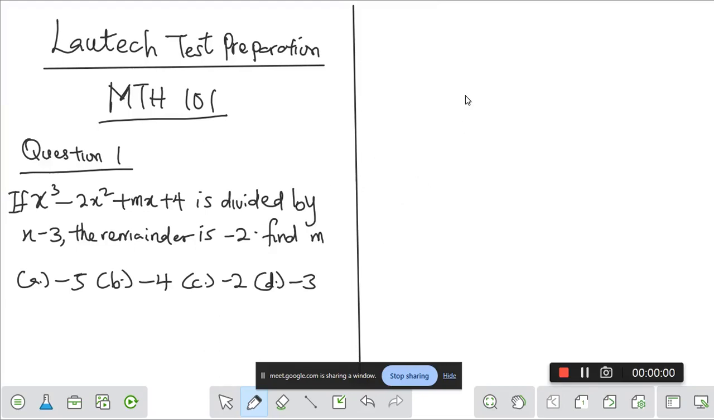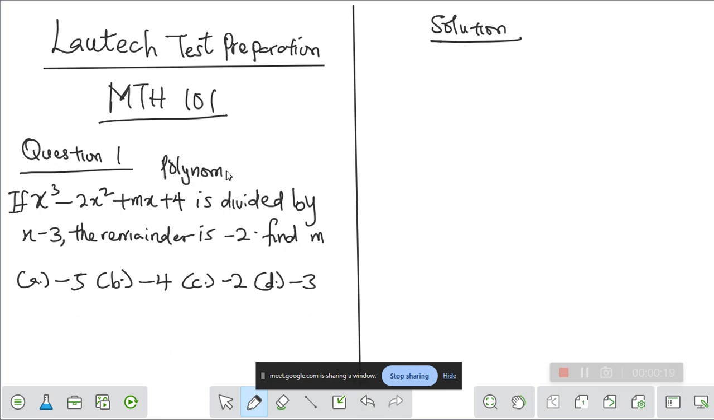Okay, all right. So this is the first question they're asking you to do. It's actually very simple. This is a question on polynomial. I hope you understand.